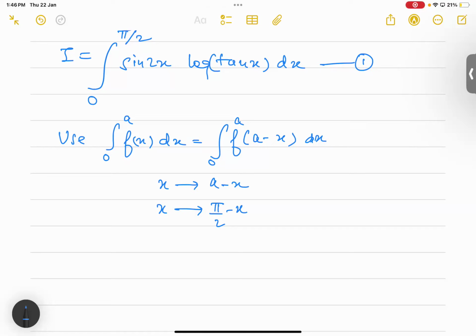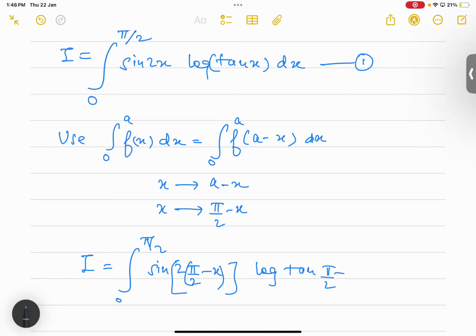Okay. Sine 2 into pi by 2 minus x, log tan pi by 2 minus x dx. Okay. You can copy along with me.